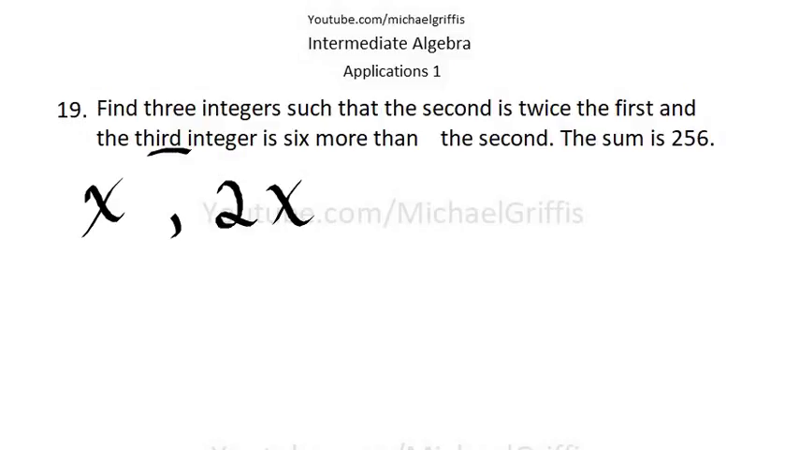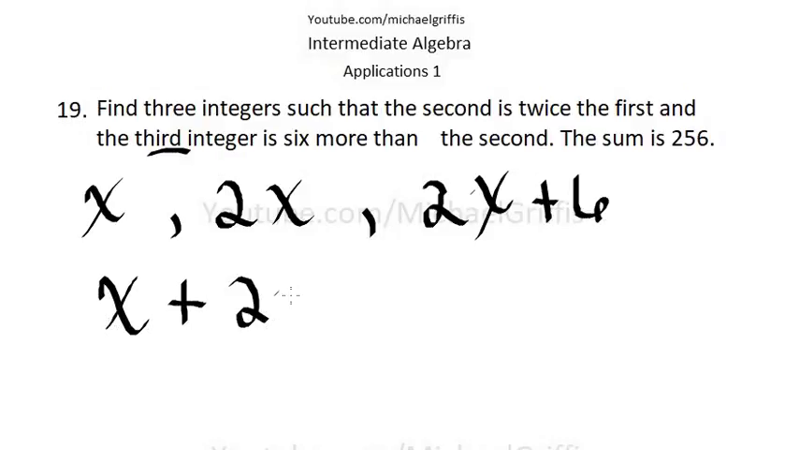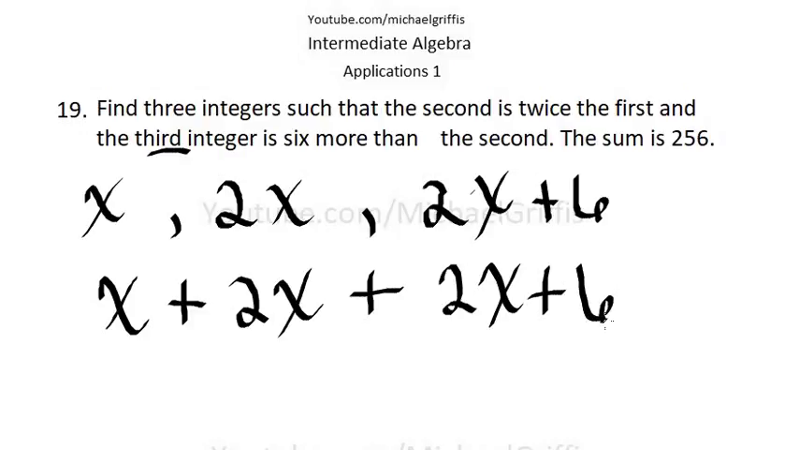And the third integer is 6 more than the second. So here's the second integer, and it's 6 more than, so we just add 6 to it, right? And their sum is 256. So we have x plus 2x plus 2x plus 6, and it must sum to 256.